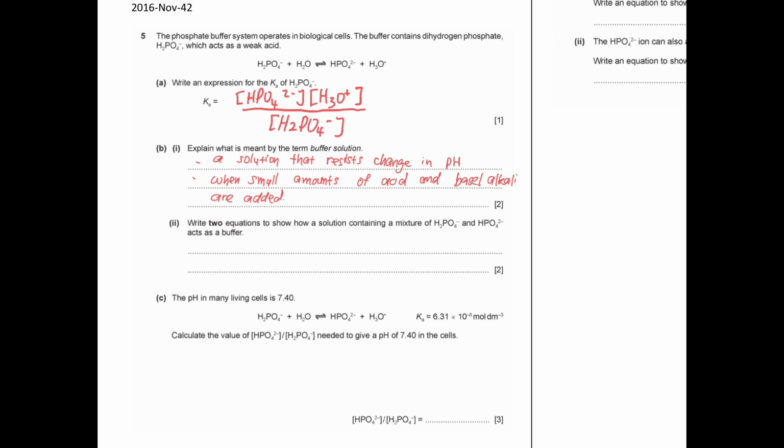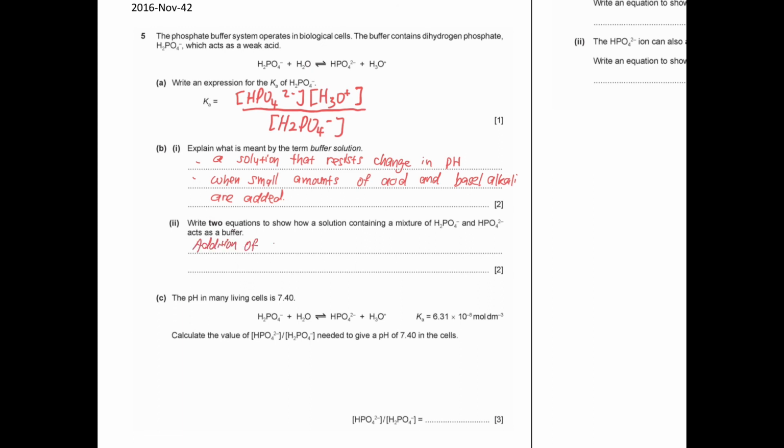Now let's look at part 2. Write two equations to show how solutions containing a mixture of H2PO4- and HPO4 2- act as a buffer. So that means you write the equation when acid is added, and the equation when base is added. In my notes, I call it equation B and C. The equation here is equation A. Then now they ask you equation B and C.